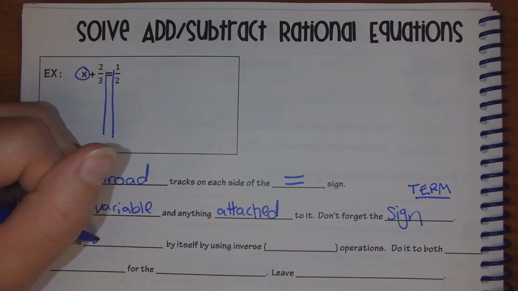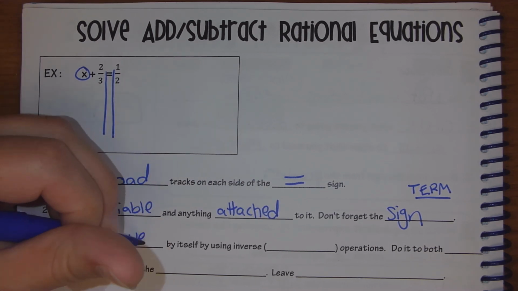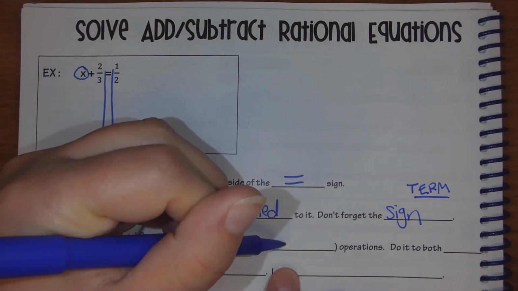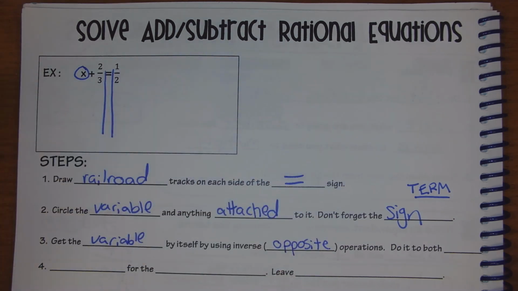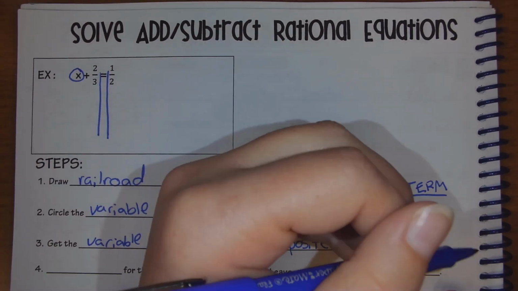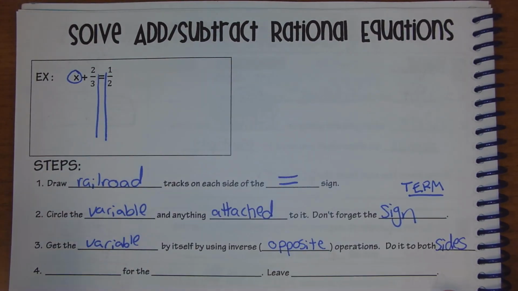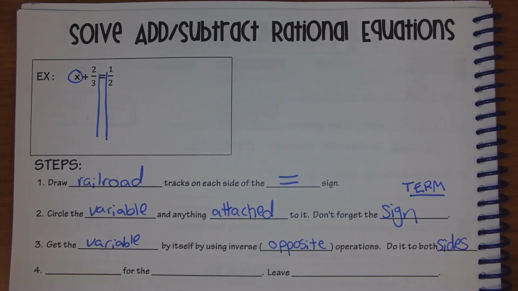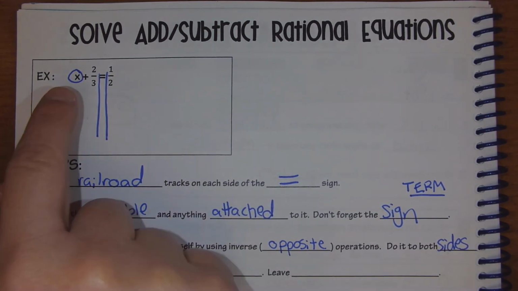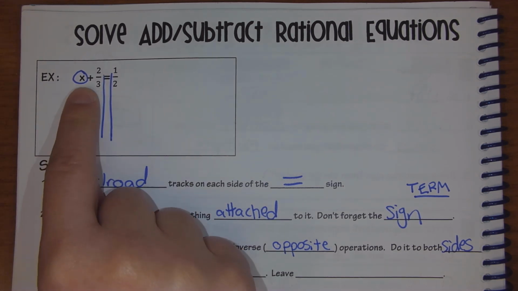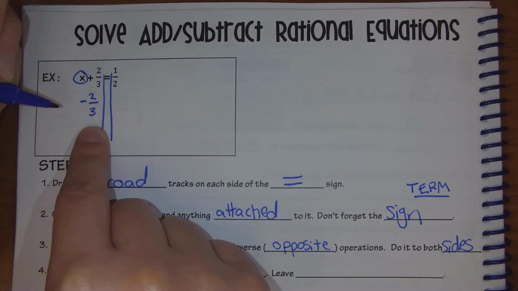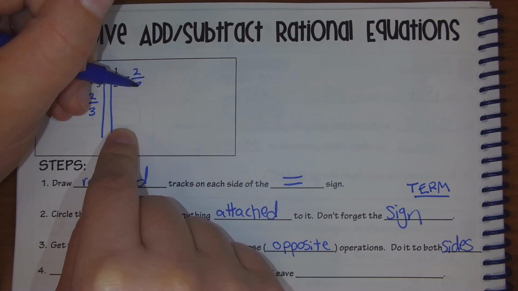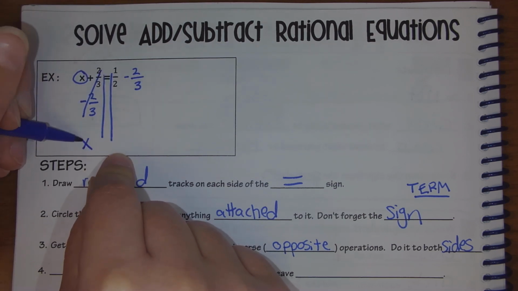Step 3 is to get the variable by itself by using inverse or opposite operations. Okay? And you have to make sure that you do it to both sides. Whatever you do to one side, you have to do to the other. So in this case, we have a plus 2/3. Okay, the plus is what we're going to do away with. So we're going to subtract 2/3. And then those cancel and leave you with x equals.